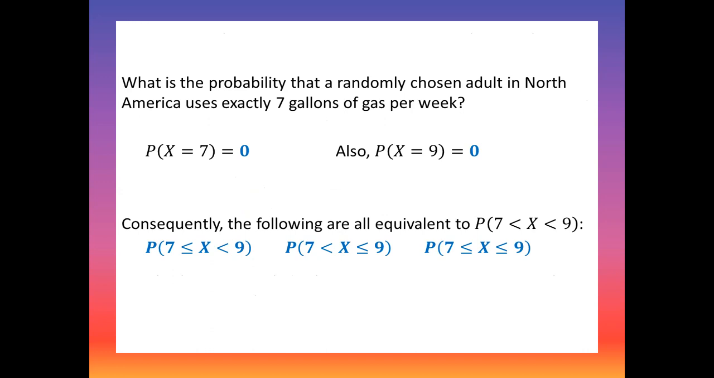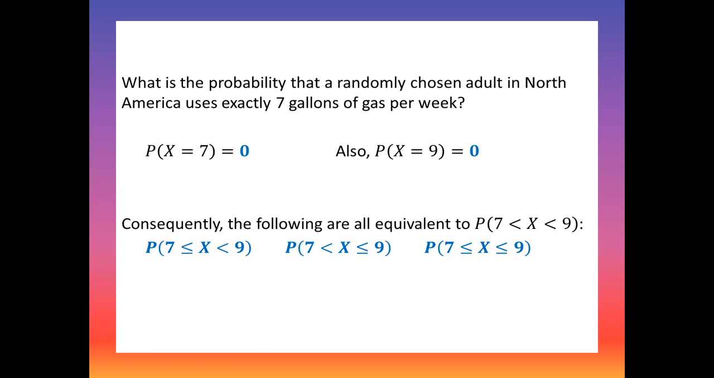But then consequently, all of those compound inequality statements are equivalent to the probability that X is strictly between 7 and 9. You can include the endpoints or not include the endpoints, and you're going to end up with the same thing, since the probability that you get either endpoint exactly is 0.